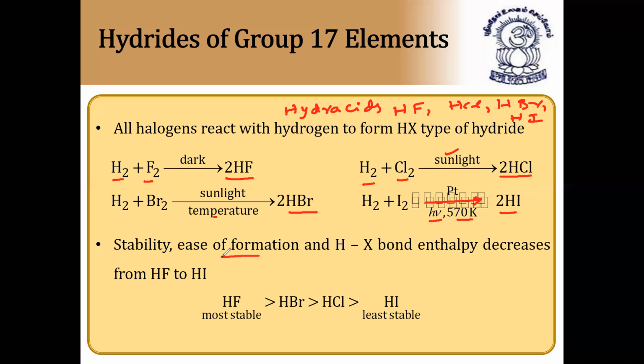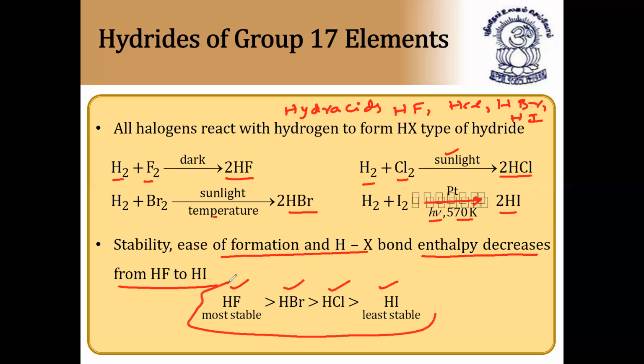Stability is a function of the HX bond. Bond enthalpy decreases from HF to HI. So the most stable is HF, next HCl, next HBr, and the least stable is HI. So the bond dissociation enthalpy of hydrogen chloride is greater than hydrogen bromide. This is very, very important. Wherever the order is not regular, that is, fluorine, chlorine, bromine, iodine means regular, but here the order is different.